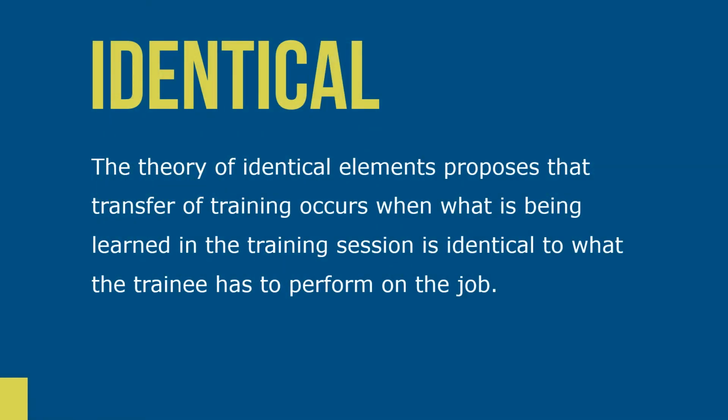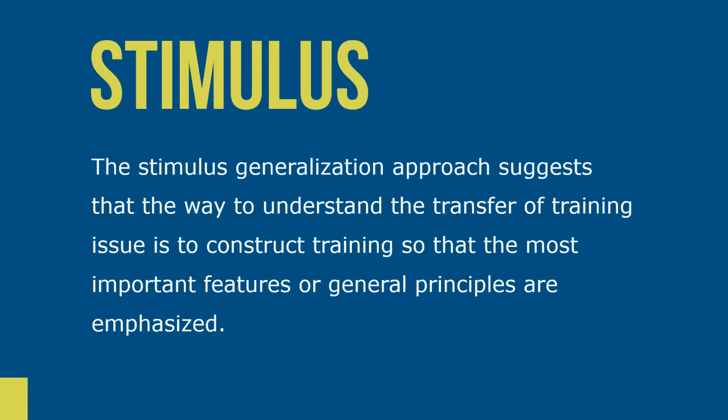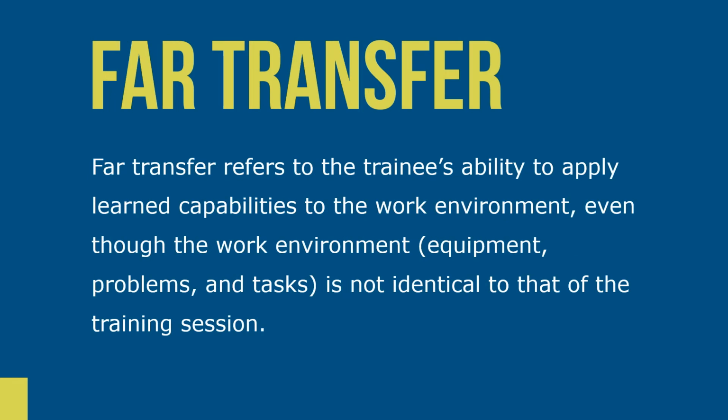The theory of identical elements proposes that transfer of training occurs when what is being learned in the training session is identical to what the trainee has to perform on the job. The stimulus generalization approach suggests that the way to understand the transfer of training issue is to construct training so that the most important features or general principles are emphasized. FAR transfer refers to the trainee's ability to apply learned capabilities to the work environment, even though the work environment, like equipment, problems, and tasks, is not identical to that of the training session.